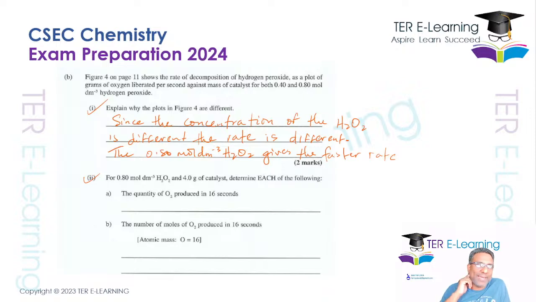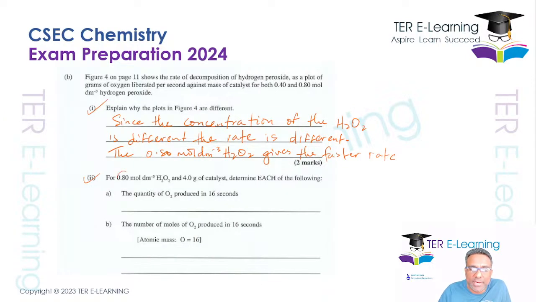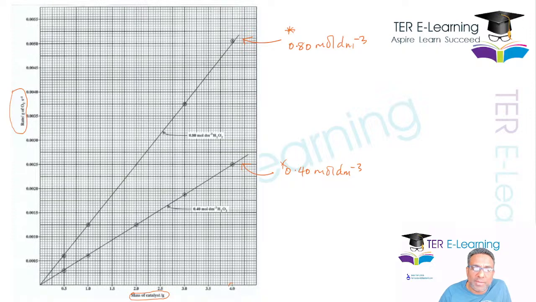The next one, for the 0.8 mole per dm cube and 4 grams of catalyst, determine the following: the volume of oxygen produced in 16 seconds. Now let's go back to the graph. We're looking at the steeper graph, the straight line that has the 0.8, and we're looking for 4 grams of the catalyst. So 4 grams of the catalyst is this. When I go up to the graph here, since we're going to use the line of best fit, I'm not using the points that they plotted, and the rate here is going to be 0.0050.